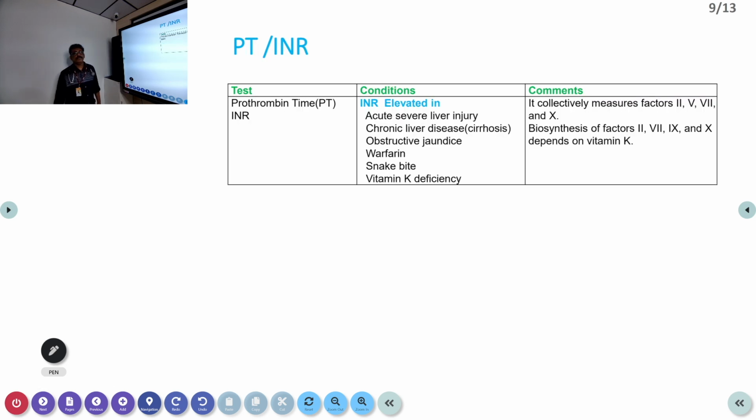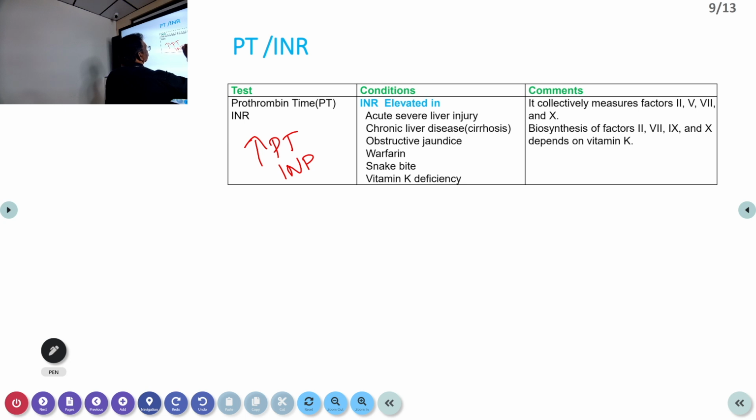Now, another important functional test of the previous test which we have seen is PTINR. Sorry, SGOT, SGPT is a structural problem. When there is a structural damage, SGOT, SGPT will be elevated. But albumin and PTINR is a functional problem. Albumin is produced by the liver, PTINR, that is coagulation proteins, are produced by the liver. So when the liver is damaged, what you are going to see is elevation in the prothrombin time, and the international normalized ratio also will be elevated.